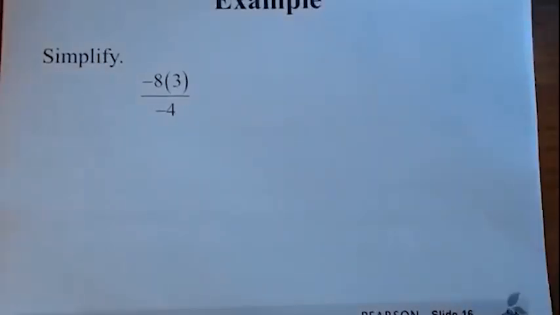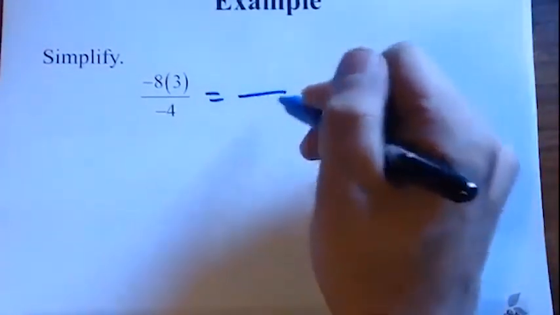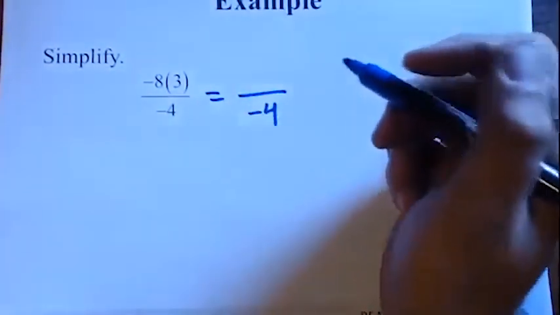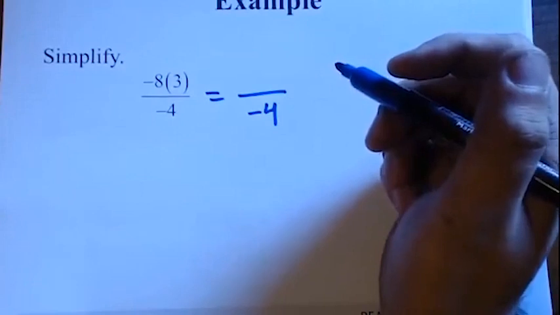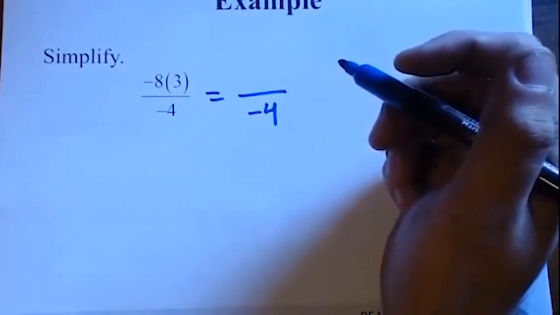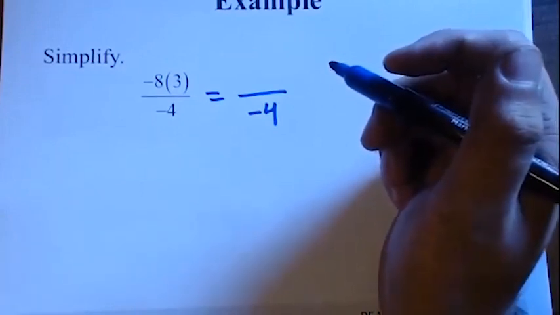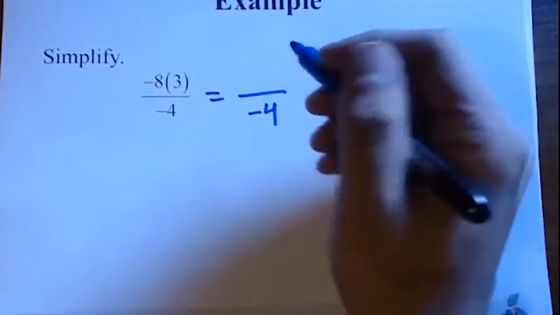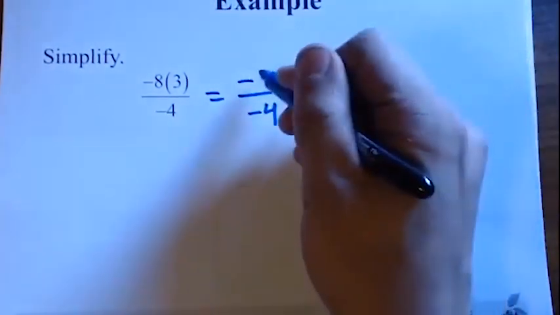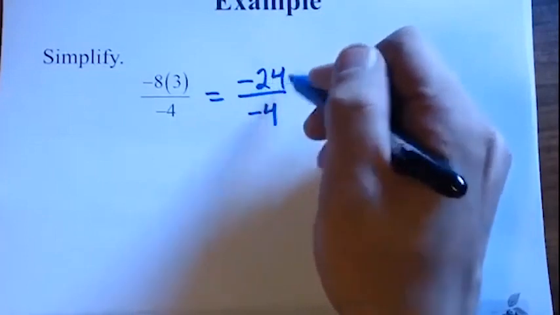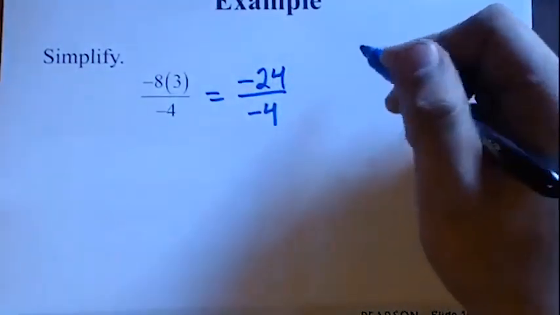Okay, so let's simplify. The fraction bar is 2 problems. The bottom is done. It's just a negative 4. On the top, we have negative 8 times 3. Remember, different signs when we multiply is a negative number. Negative 8 times 3 would be negative 24.